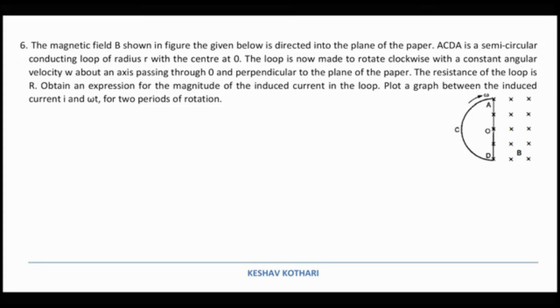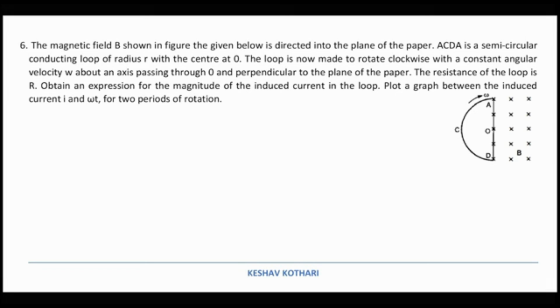The magnetic field shown in the figure given below is directed into the plane of the paper. ACDA is a semicircular conducting loop of radius r with the center at O. The loop is now made to rotate clockwise with a constant angular velocity omega about a point passing through O and perpendicular to the plane of the paper. The resistance of the loop is R.